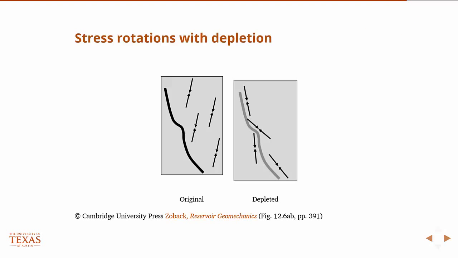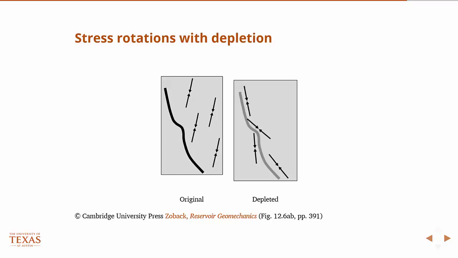So we can also have local stress rotations with depletion. And all of the calculations we've done in this class with respect to wellbore stability and wellbore and fault stability have been associated with knowing the state of stress, right? And so in this case, it's valuable to estimate what kind of rotation might occur associated with a stress rotation that occurs around a fault.